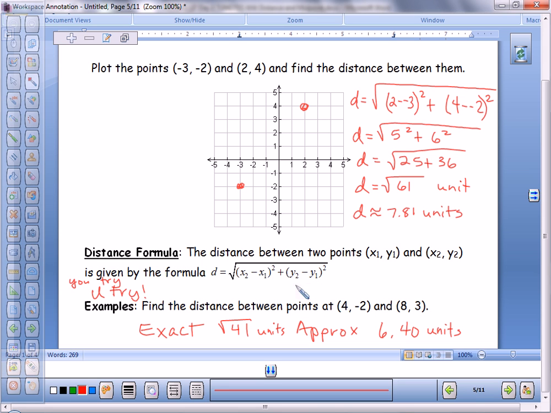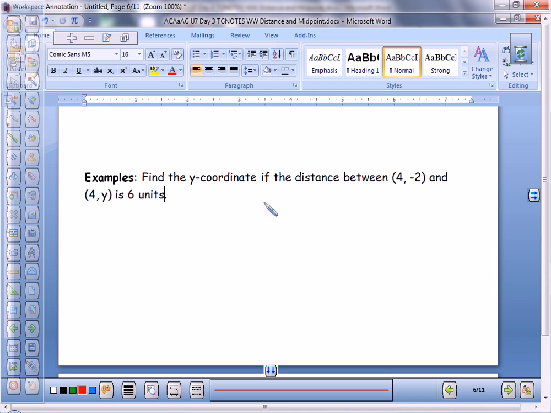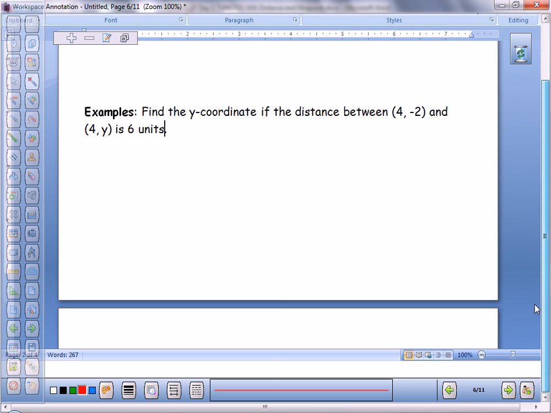Okay, are we okay with distance? Yeah. All right, let's look at distance one more way, and this is interesting here. Some of you may already notice that the x's are the same, so you know what to do. But I want to still use the distance formula on this one just to show what happens when the x's are not the same, okay?